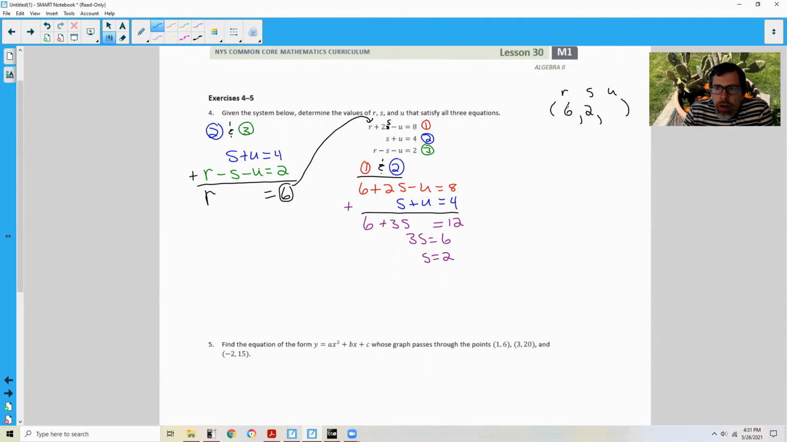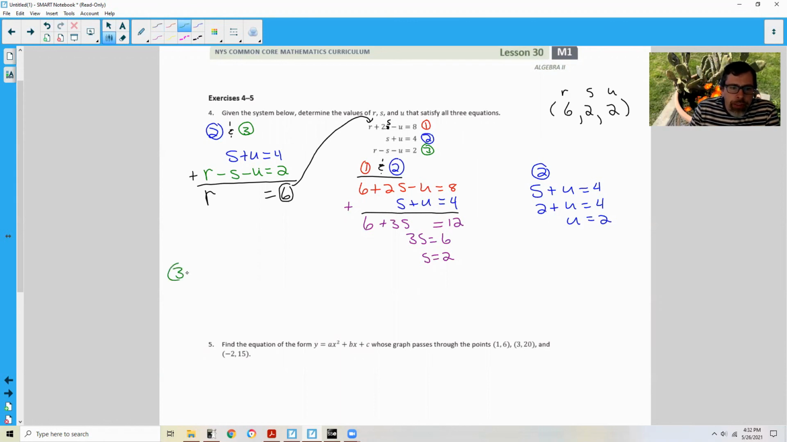So now we have R, we have S. Now we just need U. So how about we just choose 2 to find U? That's the easiest way. So we have S plus U equals 4. S is 2. We don't know U, and that equals 4. Subtract 2, and U equals 2. Okay? So we put a 2 up here, and we have R is 6, S is 2, and U is 2.